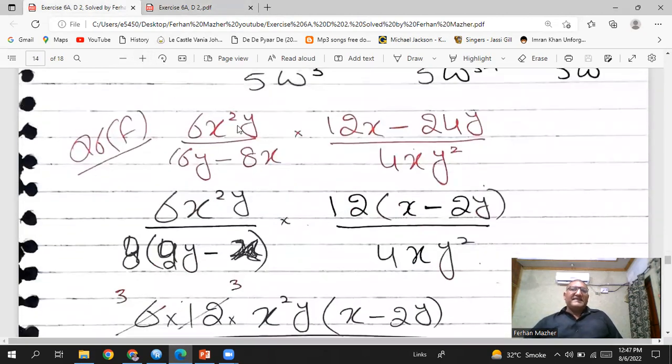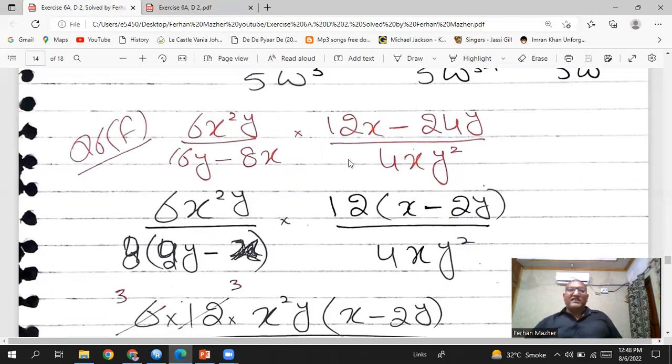Okay, so this is 6x squared y. From here, you can see that 8 is common, so take 8 common. So in the bracket, you will have 2y minus x, bracket close, multiply. Here you can take 12 common, so I will take 12 common. So bracket x minus 2y in the bracket. Downstairs, you have 4xy squared.